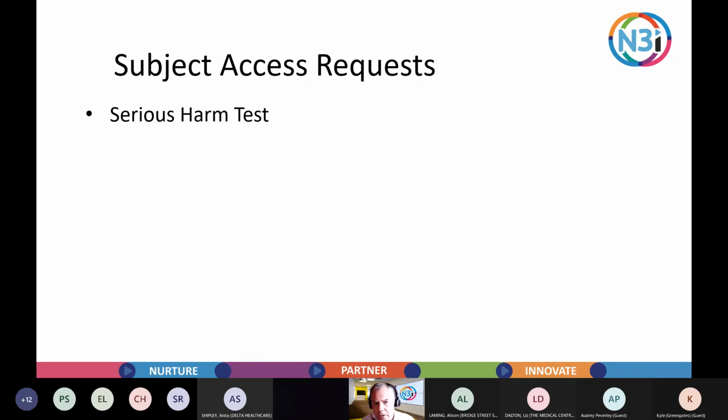I had some more bits about subject requests. A bit more about the serious harm test here again, just to reinforce: have a look at that fact sheet and ensure that if you are redacting data on the basis of the serious harm test, that you fully understand what the requirement is for redacting that data.